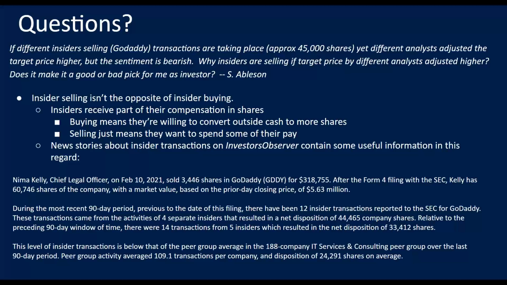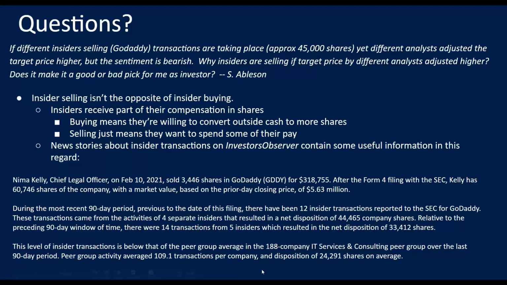So our news partner includes some interesting information about these transactions that I think can be useful. First of all, this particular sale, the most recent one I could find for GoDaddy, was 3,000 shares, and this person still has 60,000. So they're not selling a huge chunk. And then there is some pattern of insider selling. It's 12 transactions by 4 people selling a total of that many shares. That kind of seems high, but you don't know how many shares those people had.